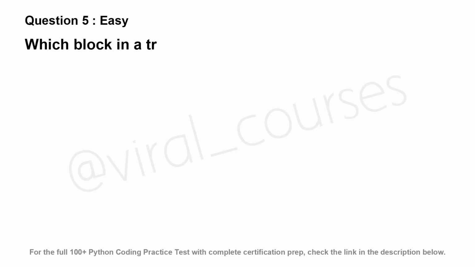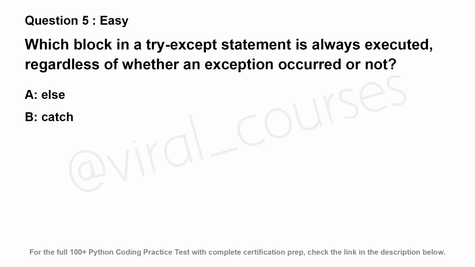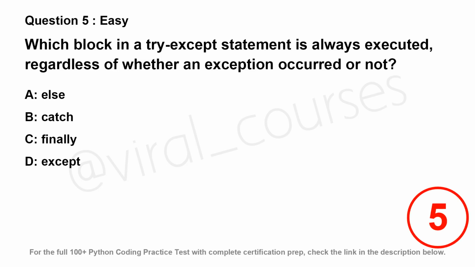Which block in a try-except statement is always executed, regardless of whether an exception occurred or not? Option A: else. Option B: catch. Option C: finally. Option D: except.